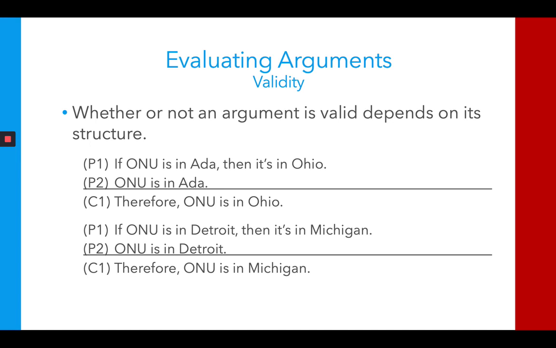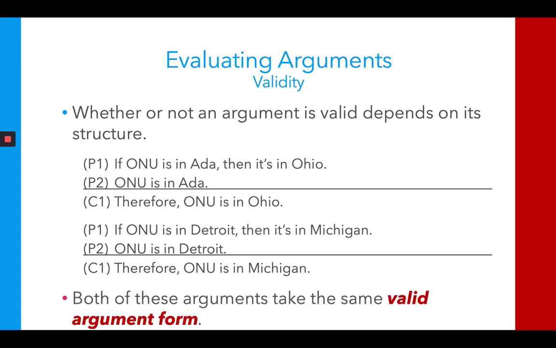We know that that must be true if the premises are true. The truth of the premises there guarantees the truth of the conclusion. And so that argument's valid as well. Right? Both of these arguments are valid, and they actually take the same valid argument form. They have the same structure. What is that structure? It's this sort of A arrow B, A, therefore B structure.